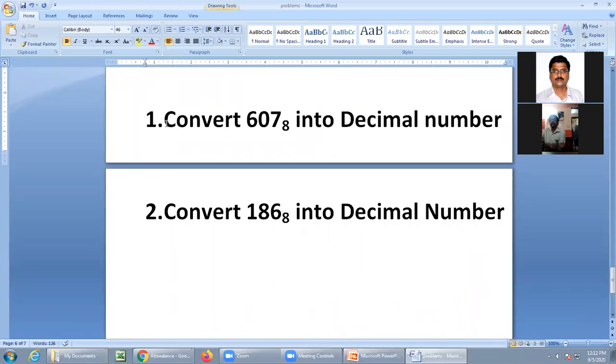So yesterday's problem: convert 607 into a decimal number, octal to decimal. How much did you get? Okay, right, 391. Now the second one, convert 186 into a decimal number. How much did you get? No, 134 is wrong.